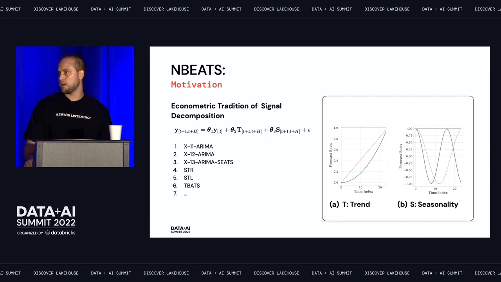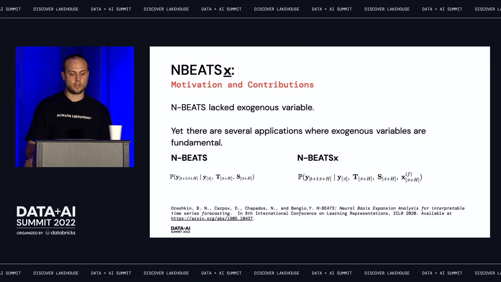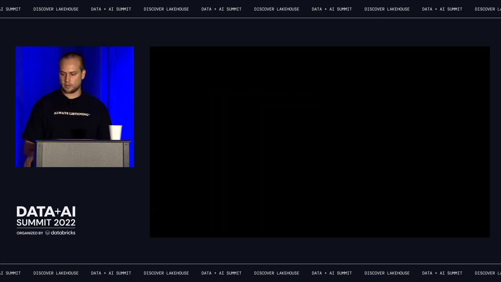And this has been done by many financial institutions and central banks across the world, and that decomposition is very interesting in terms of understanding more or less what's happening with the model. So what the NBEATS does is it takes that econometric tradition and empowers it through the use of neural networks. And then what we did is we put the X to the NBEATS, namely we created the NBEATSx, which is the inclusion of exogenous variables. As you could imagine, exogenous variables like weather, calendar variables, market data, etc. are very important in forecasting. So we are trying to expand that great model by including exogenous variables.